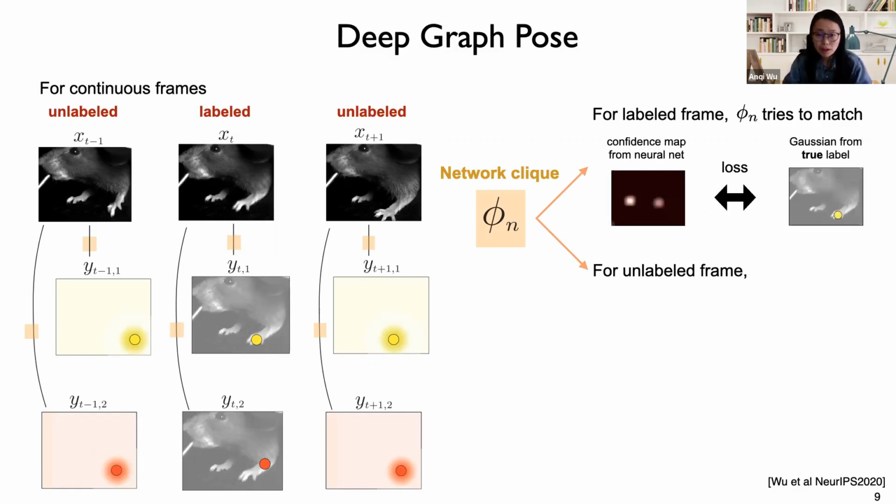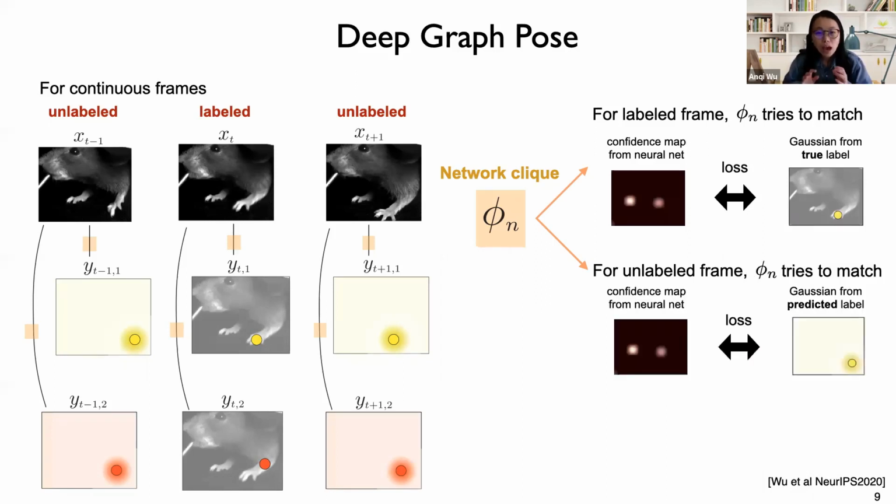But for the labeled frame, the clique tries to match up the confidence map read from the network module to the Gaussian bump constructed from the ground truth label, as we just explained. For the unlabeled frame, the clique still tries to match up the confidence map against the Gaussian bump. The only difference is the Gaussian now is constructed from the predicted label read from the peak of the Gaussian bump of the confidence map.